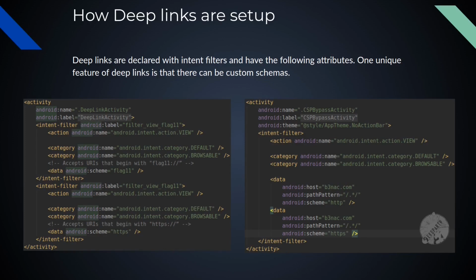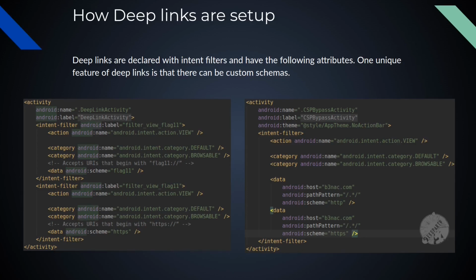How deep links are set up. Deep links are declared with intent filters and have the following attributes. One unique feature to all deep links is that they can have custom schemes. Just as you usually see HTTP and HTTPS, you can also see custom schemes on Android. The picture on the left represents this pretty well: it has a custom scheme of flag11. So a deep link can be crafted with flag11 as the scheme, and then anything provided after that, the activity will actually accept that intent data. I will demonstrate this later on during this talk.